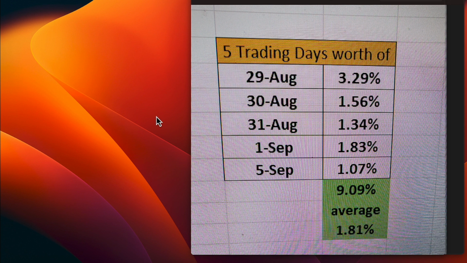Let's go ahead and go to a little bit broader picture, everyone, and we're going to look at the 5 days of trading. That encompasses the 29th of August to today. On the 29th of August, Quopi achieved a 3.29%, and on 30 August, Quopi achieved a 1.56%, and on 31 August, Quopi achieved a 1.34%, and on 1 September, Quopi achieved a 1.83%, and today again a 1.07, which gives Quopi a 5-day trading average of a 1.81.